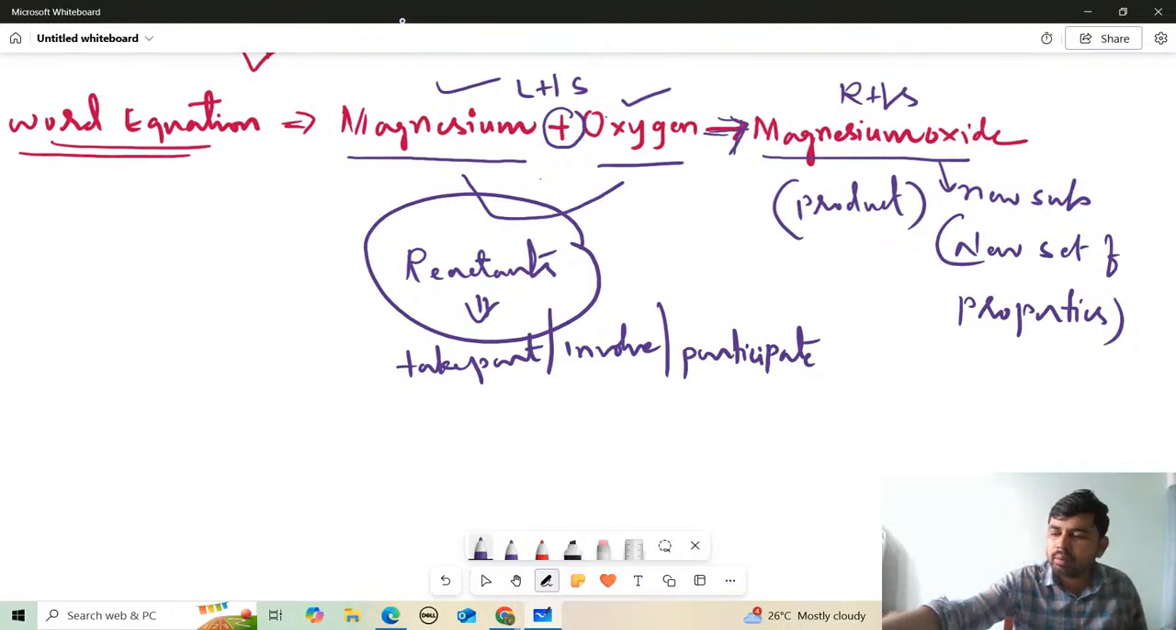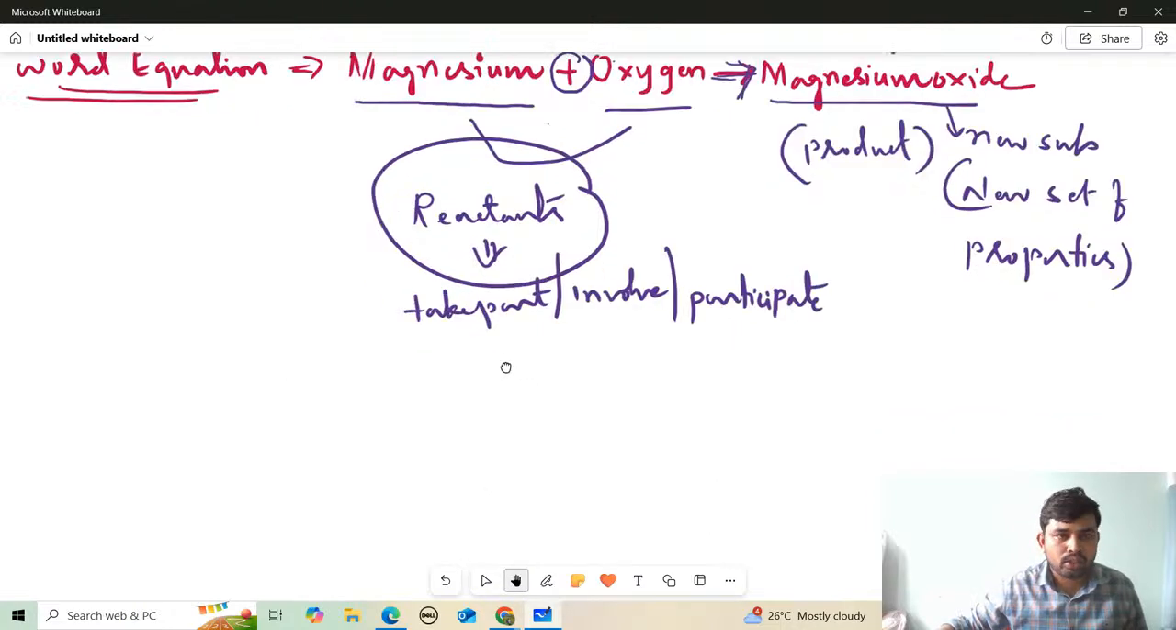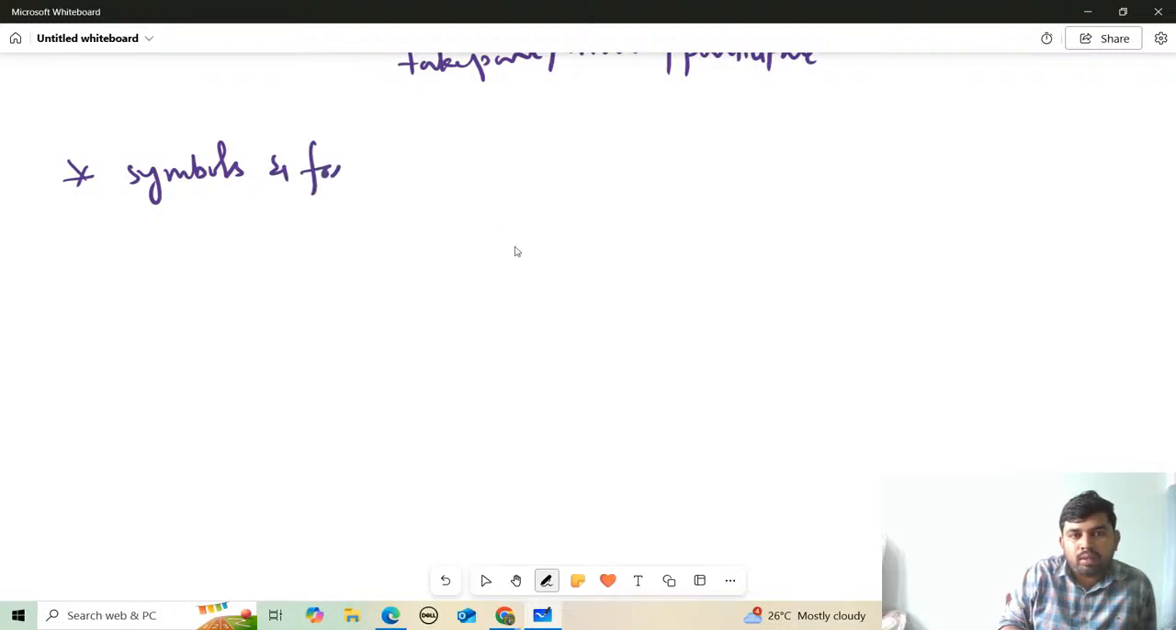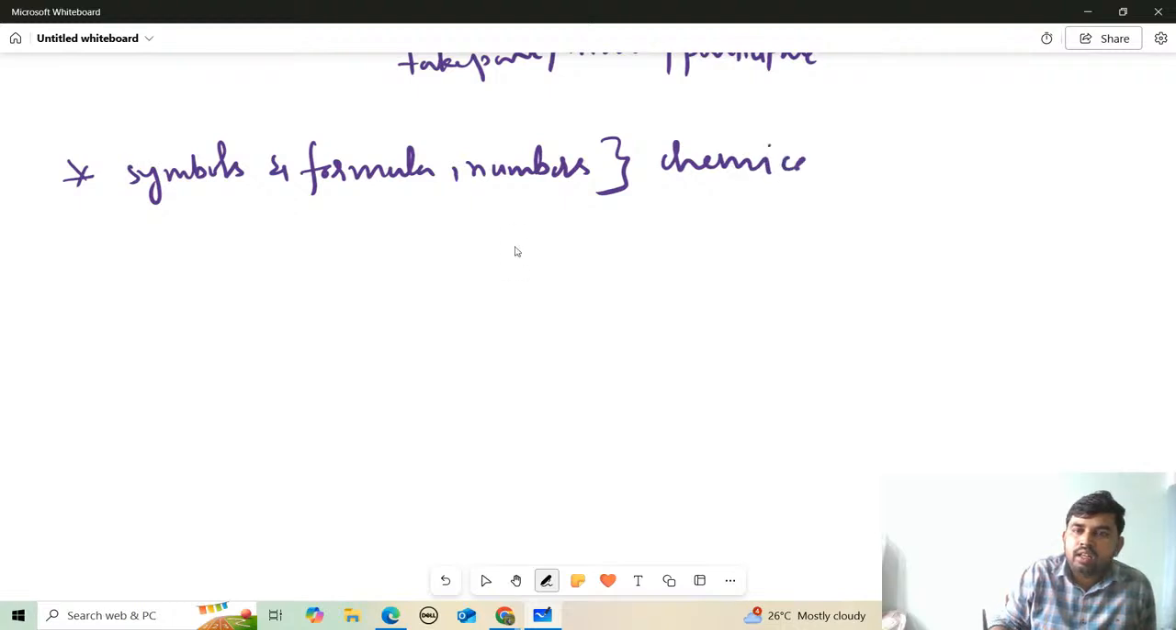Now again there is a problem: this is also somewhat quite large. So I want to write it again in a shorter form, to make this equation further short. That's why I'm writing in terms of symbols and formulas, and some numbers also you can use. Okay, so this is called a chemical equation.